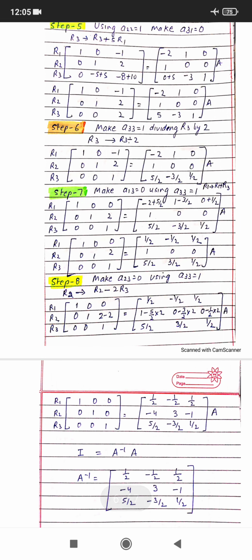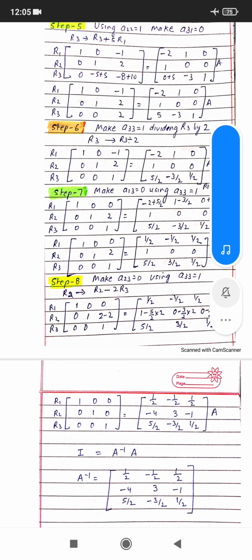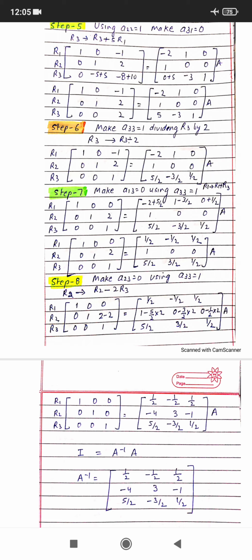Now, the seventh step is to make A13 equal to 0 using A33 equal to 1. How do we do it? We simply add the first row and the third row. In the first row, we add the third row. So what do we get? 1, and minus 1 obviously becomes 0. Minus 2 plus 5 by 2, 1 and minus 3 by 2, 0 and half. So the left side will become 1, 0, 0, 0, 1, 2, 0, 0, 1. Right side will become half, minus half, half, 1, 0, 0, 5 by 2, minus 3 by 2, 1 by 2.